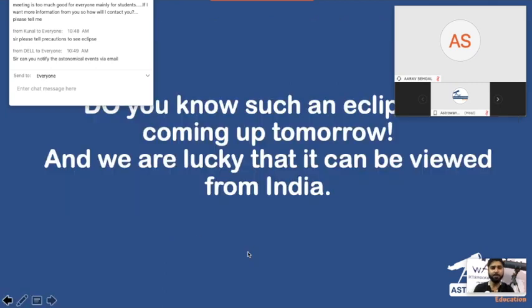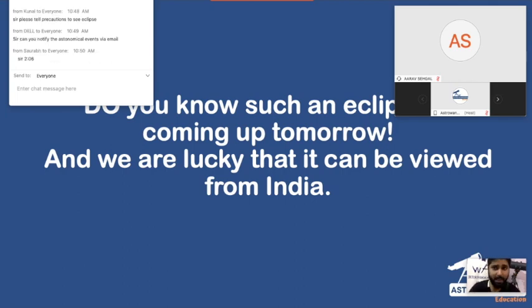Do you know such an eclipse is coming up tomorrow in India? Yes, we all know this. We have started our session on the same point, and we are lucky that it can be viewed from India. But it's an annular solar eclipse, and I believe not every one of you can see it as an annular eclipse. Some of you would be seeing it as a partial eclipse.